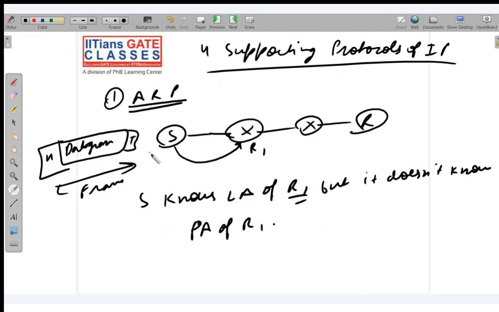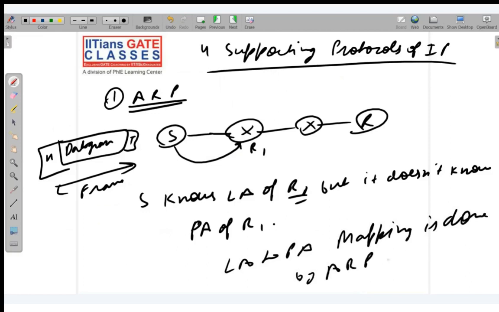So S knows the LA of R1 but does not know the PA of R1. LA to PA mapping is done by ARP. How it is done, we will study when we study ARP. Please use the word mapping carefully. When I taught offline classes, many students wrote conversion. We are not converting LA to PA; we have no mechanism to convert them. We will simply map them. There is a big difference between mapping and conversion. Mapping is like a function: one is mapped to two, two is mapped to three, like this.